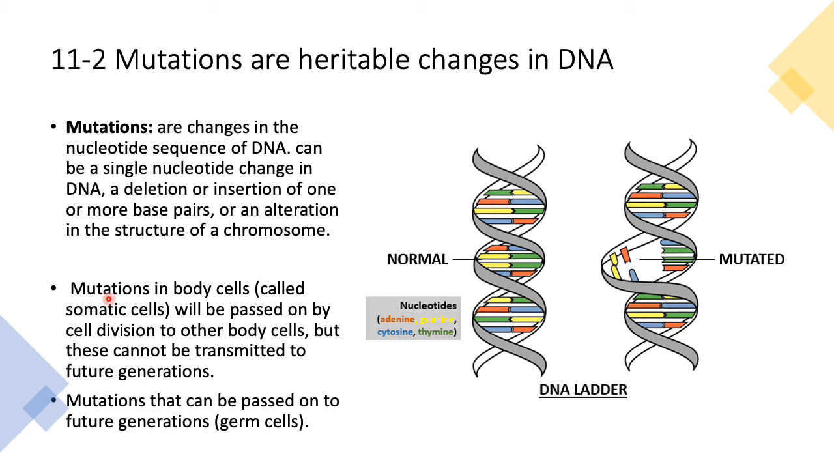And so mutations in body cells, for example, just somatic cells, do happen often, and they can be passed on to other cells during cell division, but this is not the type of mutation that gets transferred to future generations. And then there is another set of mutations which occur in the germ cells, meaning that they are the sex cells. And these types of mutations are the ones that continue being passed on to future generations.